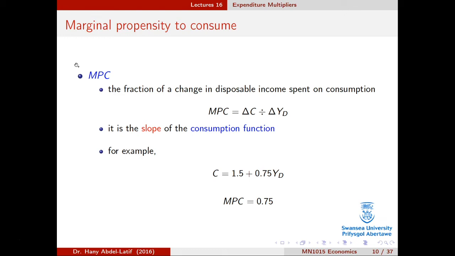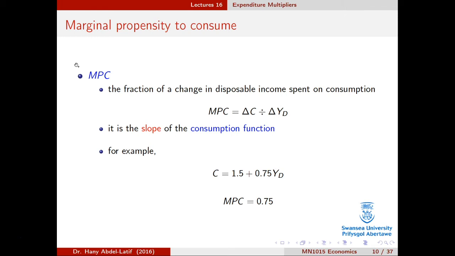So 80 is the change in consumption. Now your consumption increased by £80. The increase in your income was £100. So 80 divided by 100 gives us 80% or 0.8. Okay? And that, in economic terms, is the marginal propensity to consume.